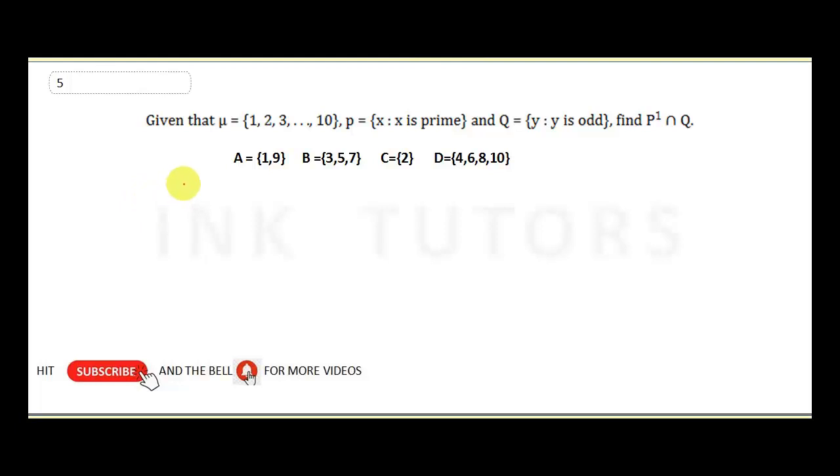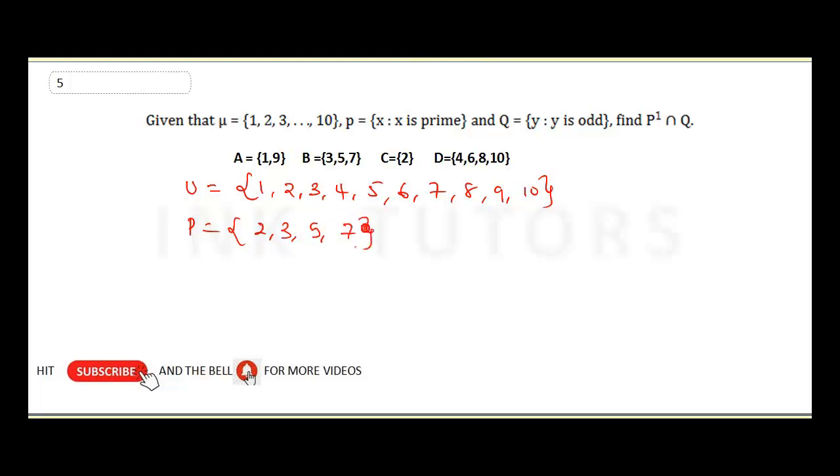Okay, so our u is going to be 1, 2, 3, 4, 5, 6, 7, 8, 9, 10. Okay, then our p is going to be all the prime numbers, which are 2, 3, 5, and 7.